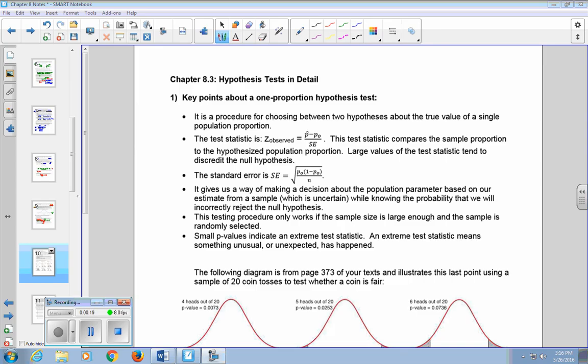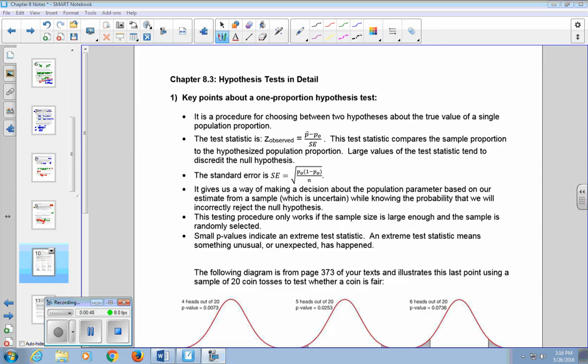The test statistic is Z observed, and that's equal to p hat minus your hypothesized value over the standard error. This test statistic compares the sample proportion to the hypothesized population proportion. Large values of the test statistic tend to discredit the null hypothesis. The standard error is SE equal to, and notice inside this formula we're using P naught, or P with subscript 0, the hypothesized value, or the null hypothesized value.